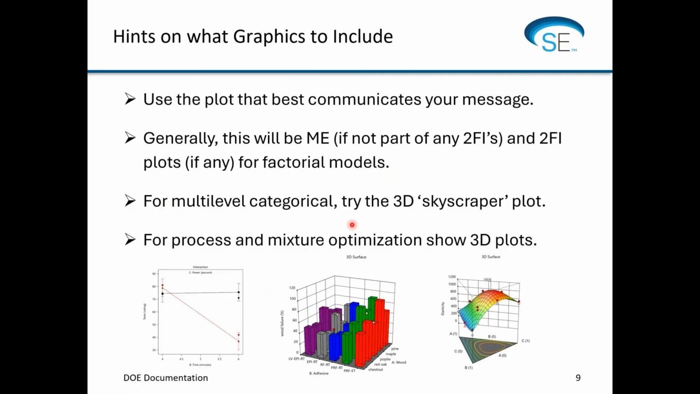If you have multi-level categoric factors, you might take a look at the skyscraper plot. This one here in the middle just highlights all the different bars for all the categoric choices within a multi-level categoric design. That's a one-picture summary of the whole story right there. Every run is reflected in that.